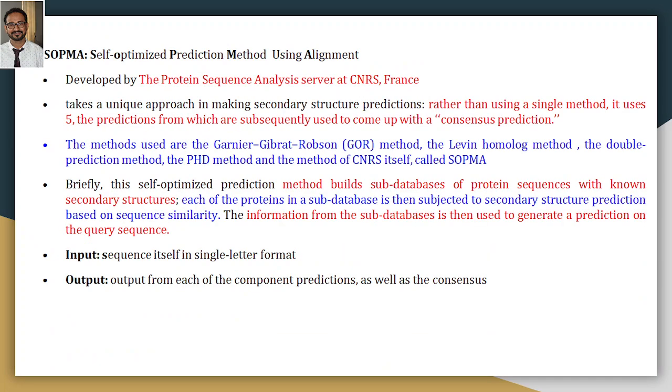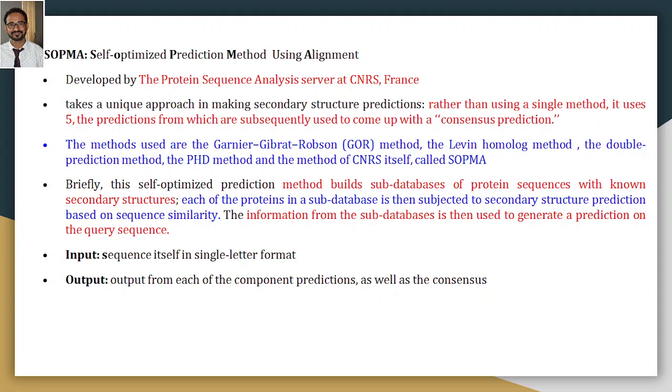Next, SOPMA, the self-optimized prediction method using alignments. It is again developed by the CNRS in France, which is the protein sequence analysis server. It takes a unique approach to secondary structure prediction: rather than using a single method, it uses 5 different methods, whose predictions are subsequently used to come up with a consensus prediction. That means out of the 5, where the majority agrees, that will be taken.